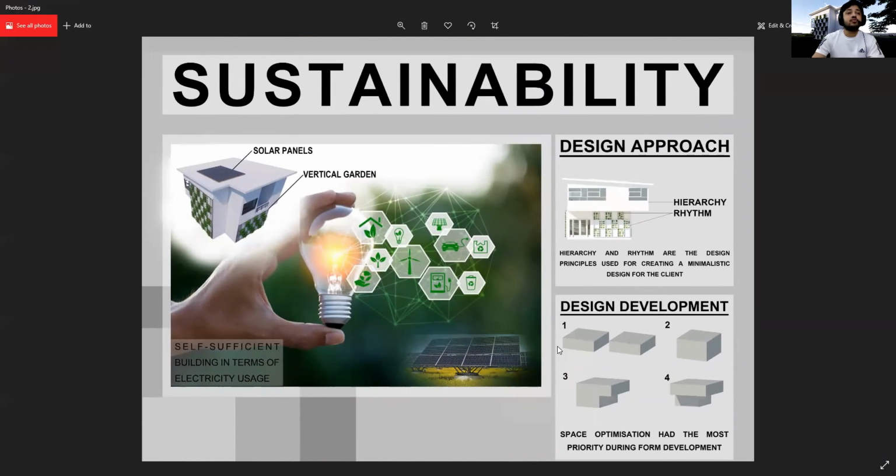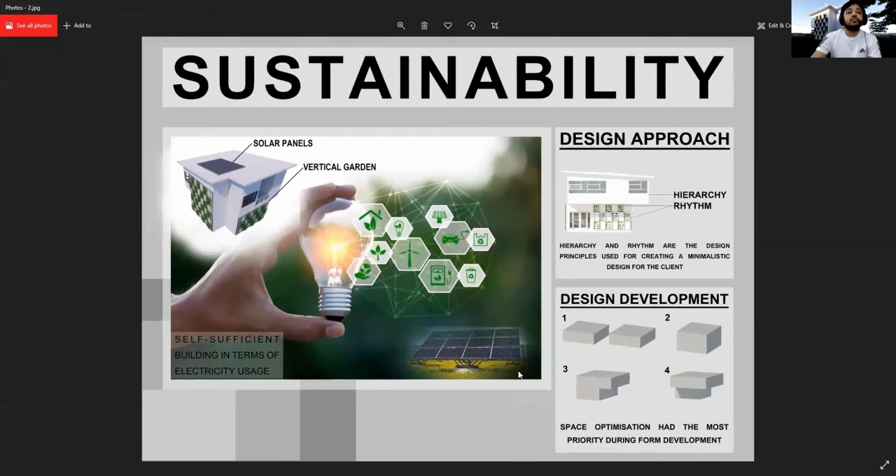Keeping that in mind, I chose sustainability as my concept for designing the house. I tried to design a self-sufficient building in terms of electricity usage. To achieve this goal, I'm using solar panels, and the vertical gardens help me to achieve sustainability in a clearer way, because the vertical gardens will reduce the overall carbon footprint of the house, so it makes it more sustainable. For design approach, I'm using hierarchy and rhythm. Rhythm can be seen on the vertical gardens and the window frames and whatnot. And hierarchy can be seen in terms of the sizes of level 2 and level 1.